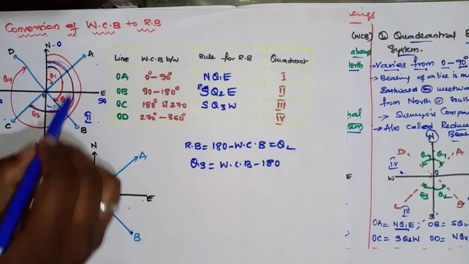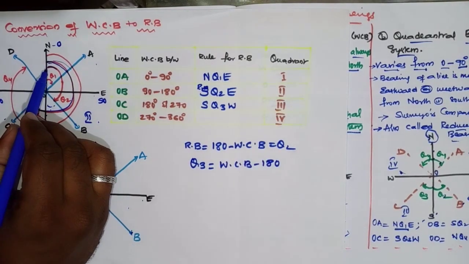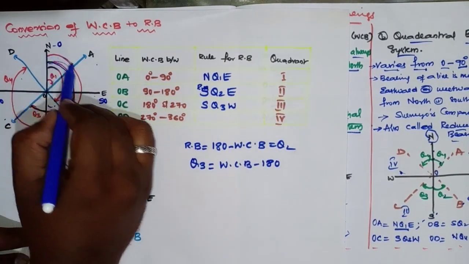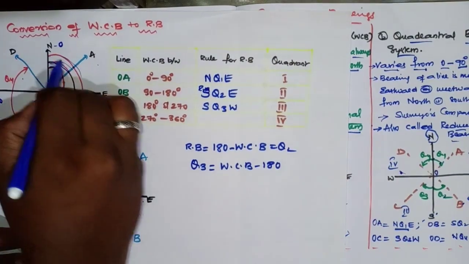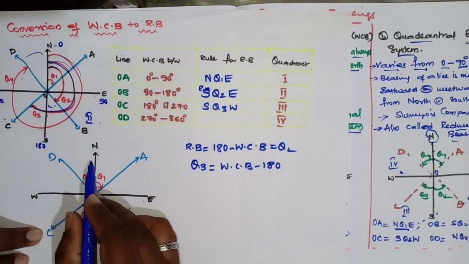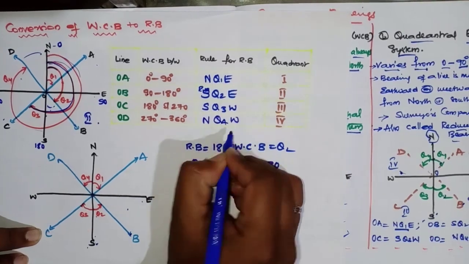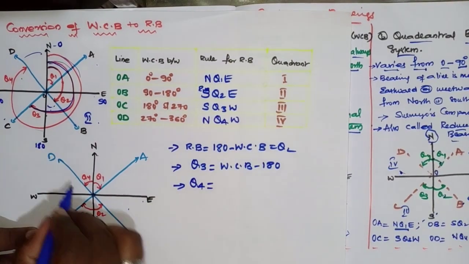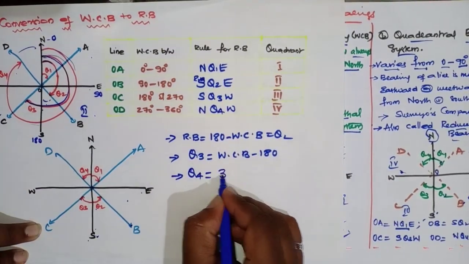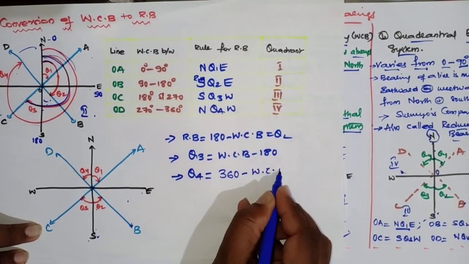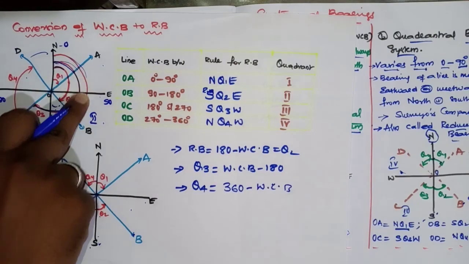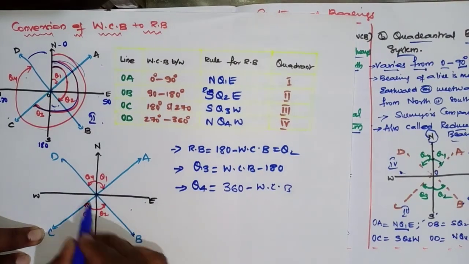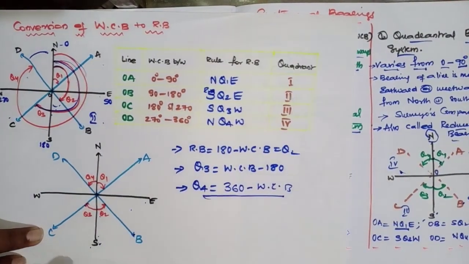And coming to the fourth quadrant, the whole circle bearing of a survey line which lies in the fourth quadrant is theta 4 from north only. Now what is a circle? 360. I want this one here. So north theta 4 west, I have written the designation. But what is the rule here? Theta 4 equals 360 degrees minus WCB. Total is 360 minus WCB, I get this theta 4 here. So this is the conversion.